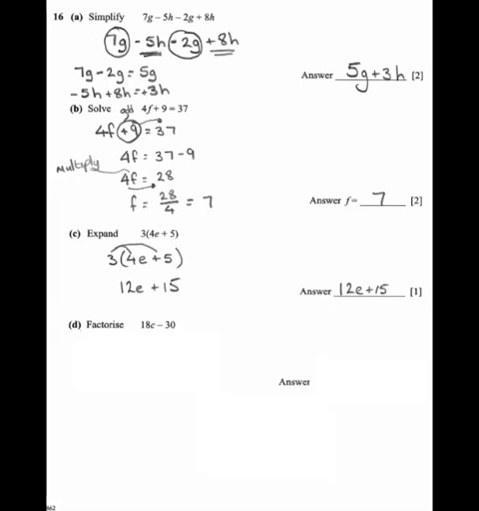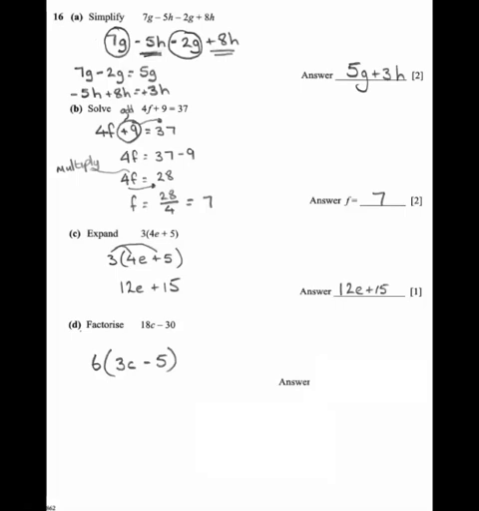So it says factorize 18c take away 30. This time we're doing the opposite. We're putting it into brackets. You can see that we look at the 18 and the 30, and we see that the highest number that can go into both 18 and 30, which is the highest factor, is basically 6. So we take the 6 out of that. We say 6 times what would give me 18c, and 6 times 3c would do that. Then 6 times what would give me 30? It would be 6 times 5. So this is what's inside the bracket.